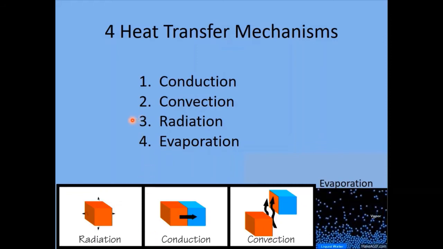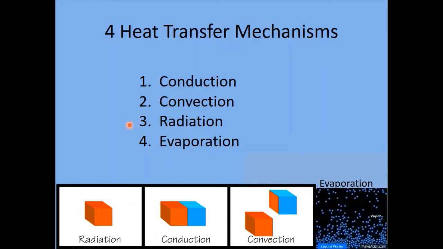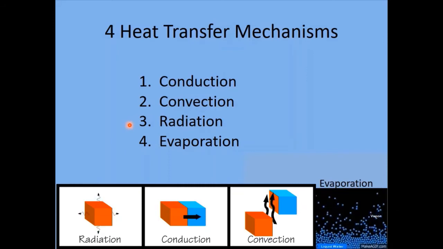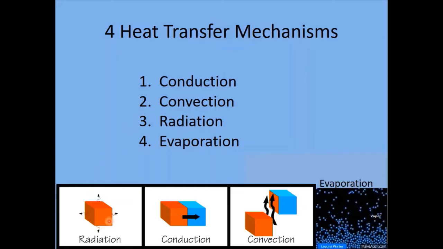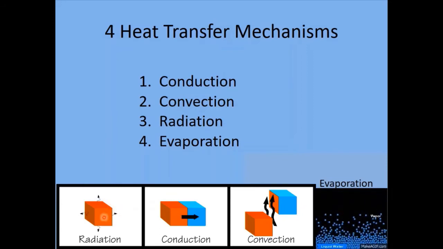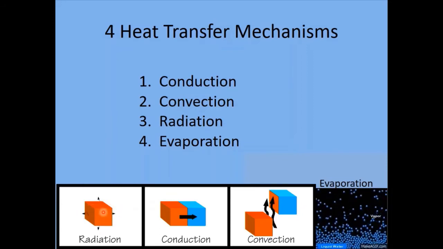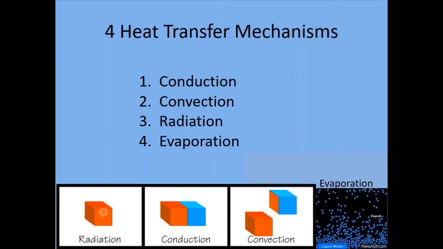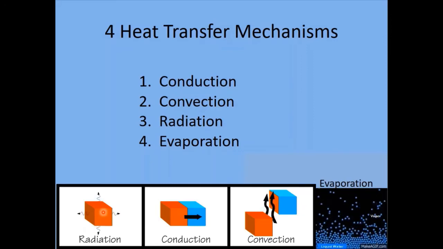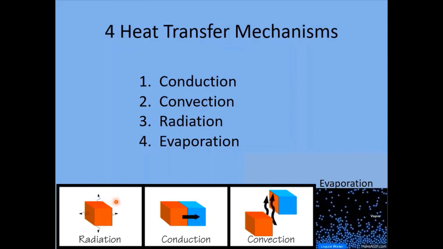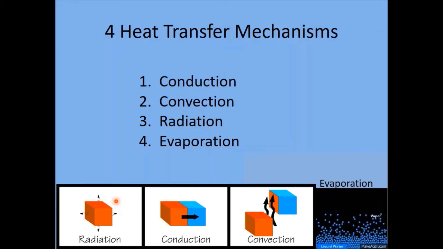The third type of heat transfer mechanism is called radiation. And this is when you have a hot object that actually radiates heat through the form of electromagnetic radiation. Now, we're going to talk about electromagnetic radiation in a little more detail later in the course when we talk about light and the electromagnetic spectrum.